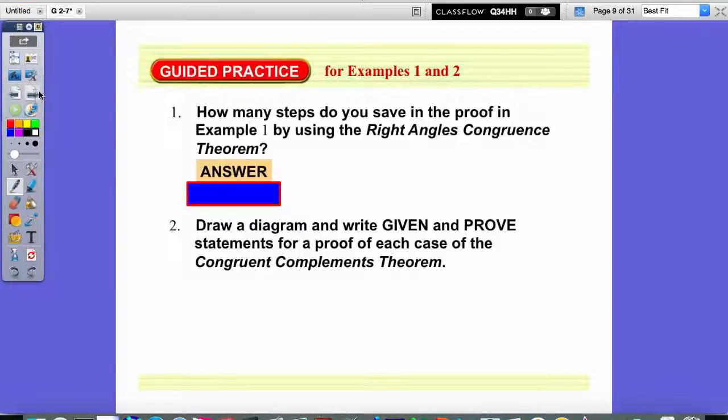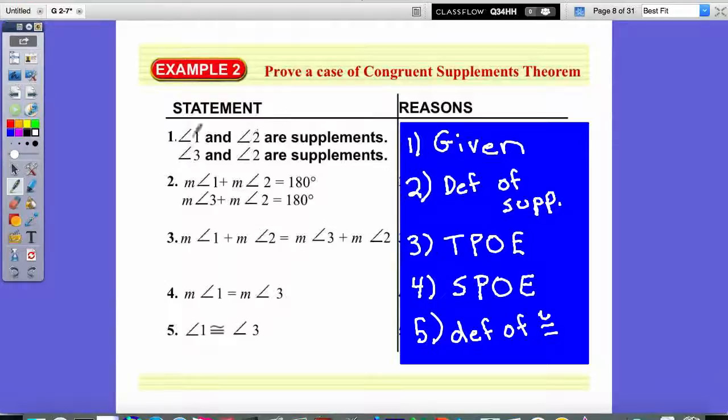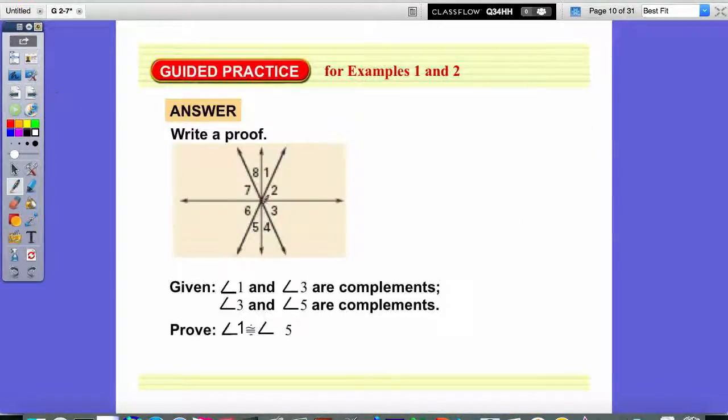Just real quick, how many steps did we save in the proof of example 1 by using right angle congruence? We saved 3 steps. Draw a diagram and write given and prove statements for a proof of each case of the congruent complements theorem. I'm not going to do that, but basically it would be the same thing here, but instead of supplements, we'd be writing the word complements. And instead of 180, we'd be doing 90. And the reason would be the definition of complement. That's how we would do that.